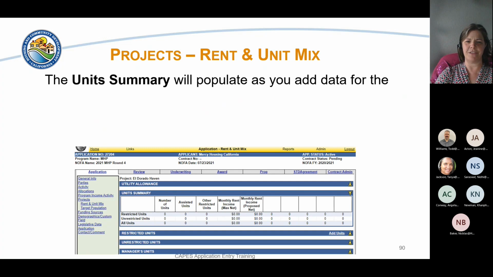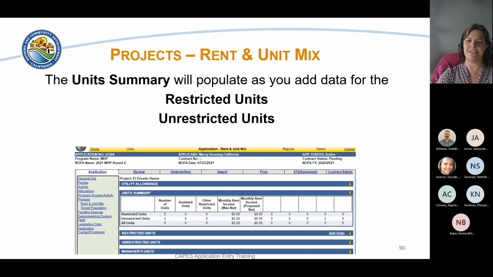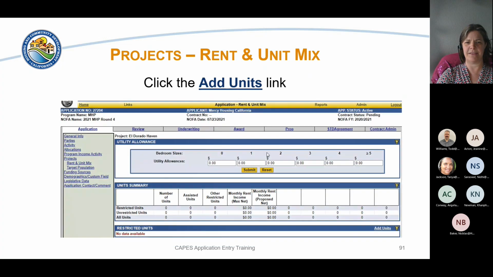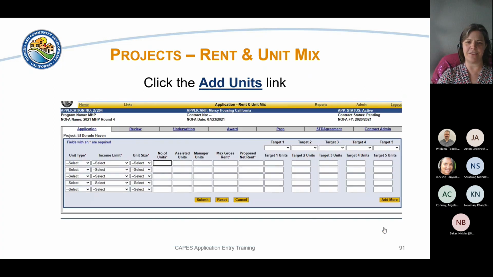Lower down, we have the unit summary, and this will populate as we add our restricted units, unrestricted units, and any manager's unit. You'll notice each of those has their own summary tables. To get started with any of those, we have one add units link, and you'll notice we get 5 rows available.